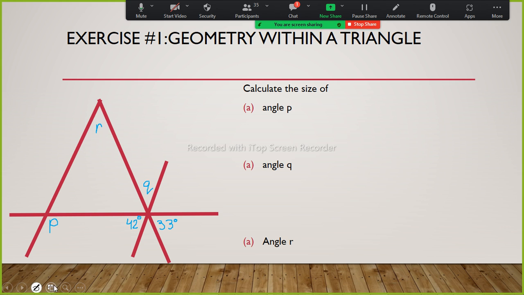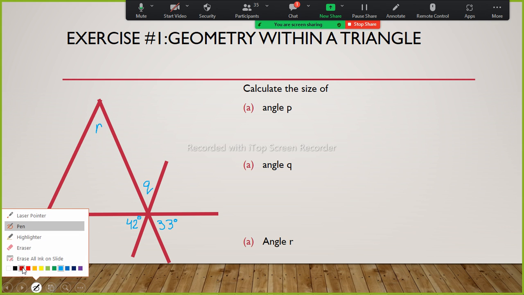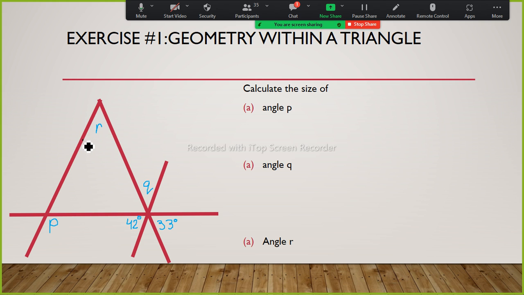Okay, so if we look at R, right? Angle R is the one inside this, right? The same angle. You agree? That's R. Right, Jason? Okay, so in order to find R, we need to know what this angle is right here, and we need to know what this angle is. Once we know what these two angles are, then we could add them up and subtract them from 180 to get R. Okay?